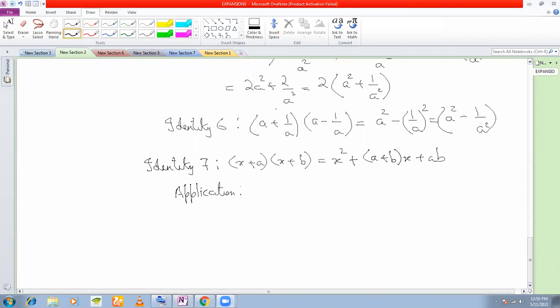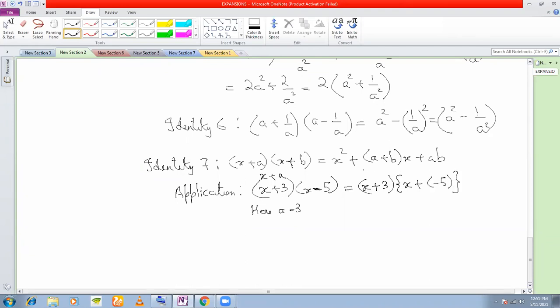Let us take an example here. Let's take a simple one: (x + 3)(x - 5). Now see here, you have the x plus a form. What is a here? a here is 3. But here you have a minus sign, so you write this as (x + 3)(x + (-5)). So a here is 3, b is minus 5.